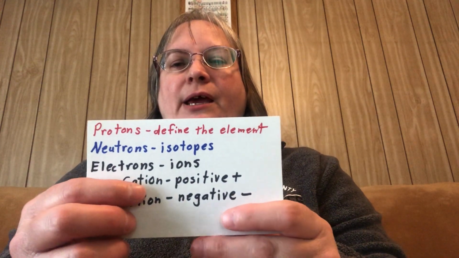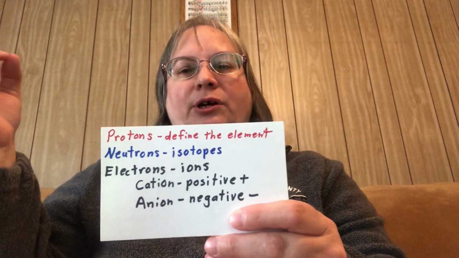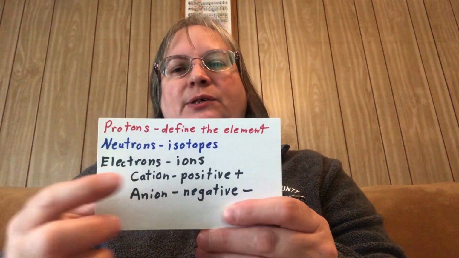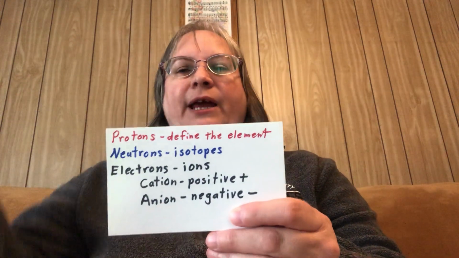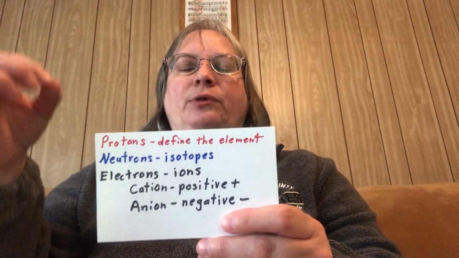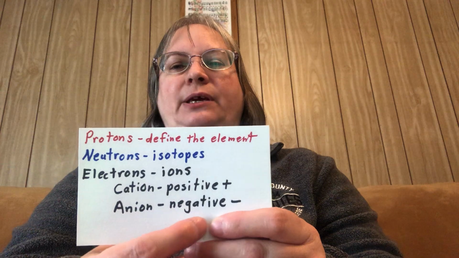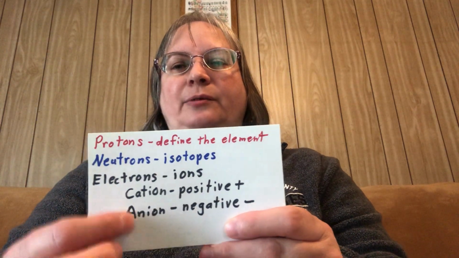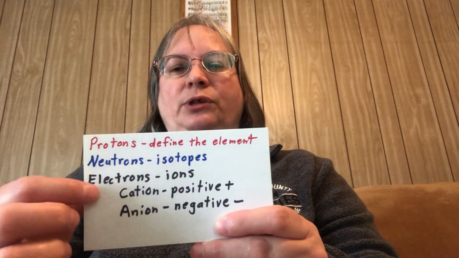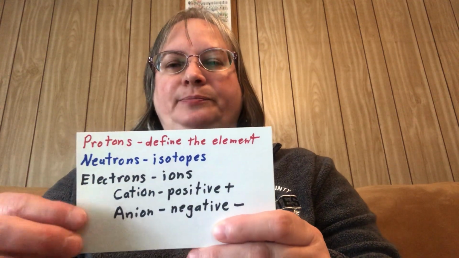If we take away an electron or we take away a negative piece, we get a cation, a positive ion. If we add an electron, we're adding negative, we get a negative ion or an anion, because the protons don't change. We're only changing the number of electrons.